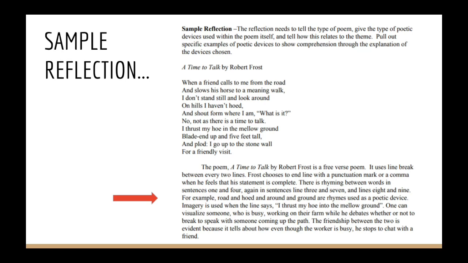This person who wrote the paragraph identifies the poetic device of rhyme, and it's named as a poetic device. This person even pulled out words that rhymed: rode, hoed, around, ground. Then they talk about imagery, and they pull out a quote from one of the lines. And then following that quote is explanation. Imagery helps the reader visualize someone who's working and then stops to chat with a friend.